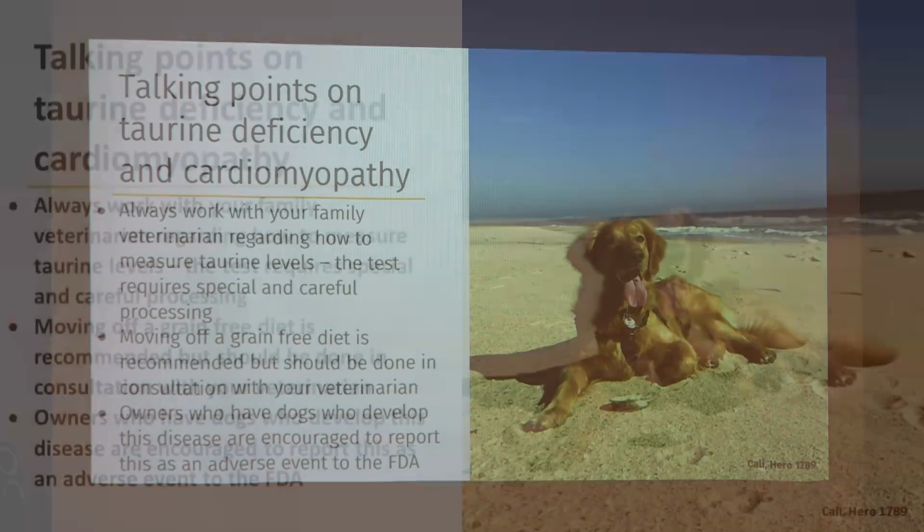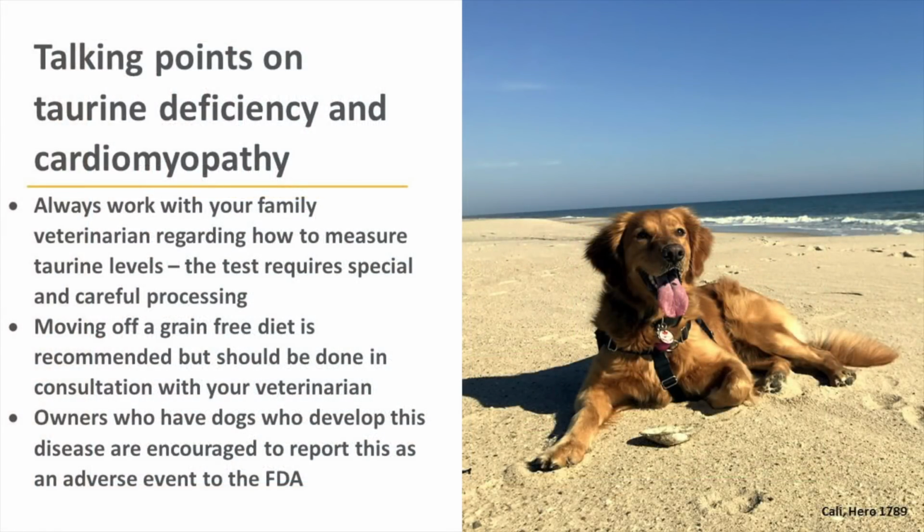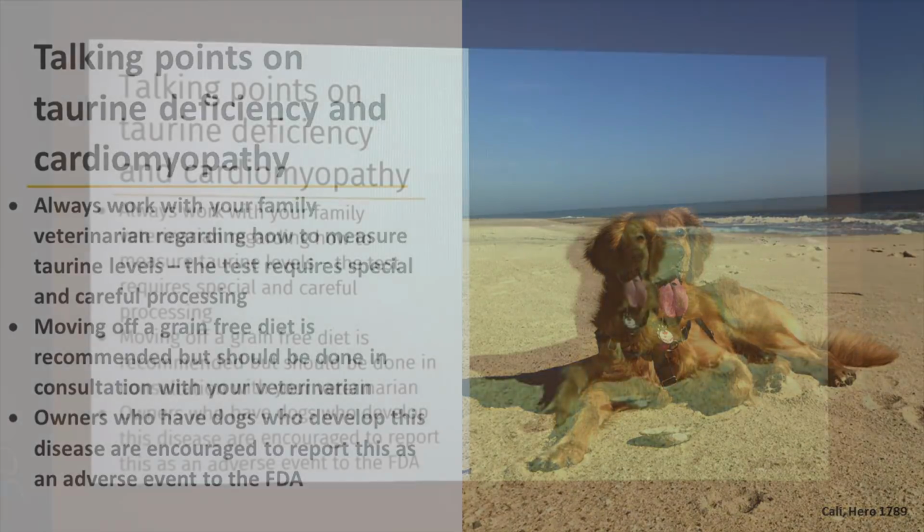However, and obviously always work with your family veterinarian regarding how to measure levels. Now this is what Josh told me. They're a little bit tricky to draw. They have to be handled in a certain way. And the problem is if they're not handled properly, and in particular the red cells break apart, the way they measure taurine can artificially elevate the levels, which could mean your dog could look normal when they're deficient. So if the samples aren't handled properly, they need special processing.